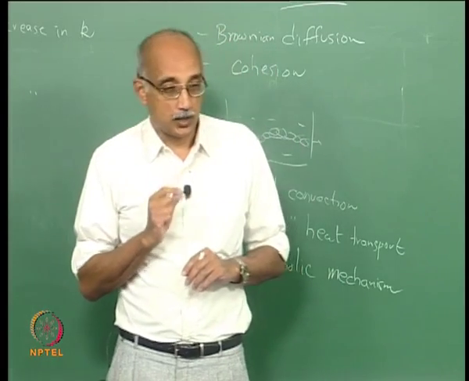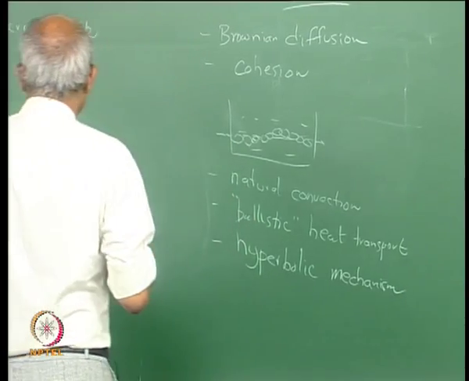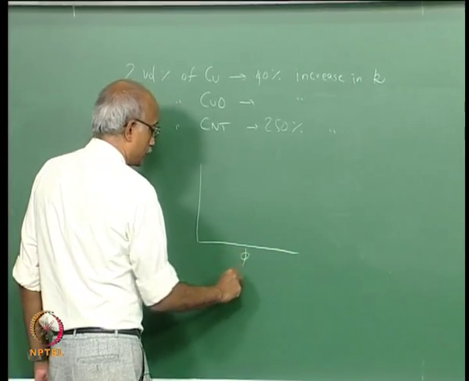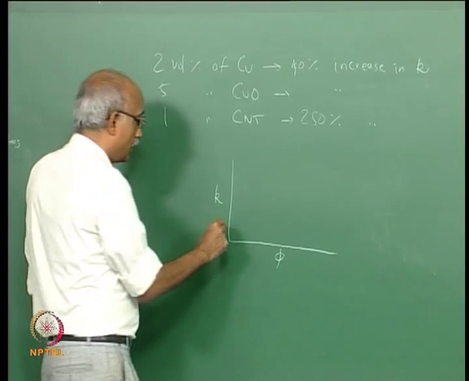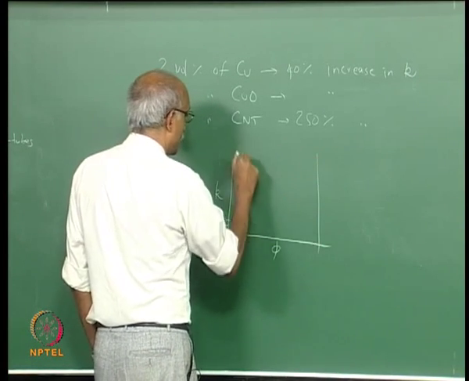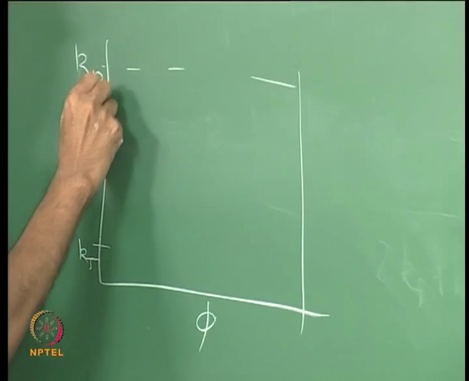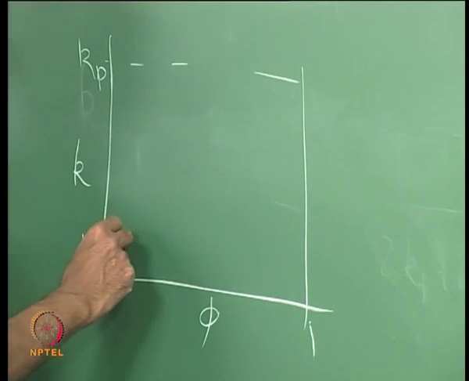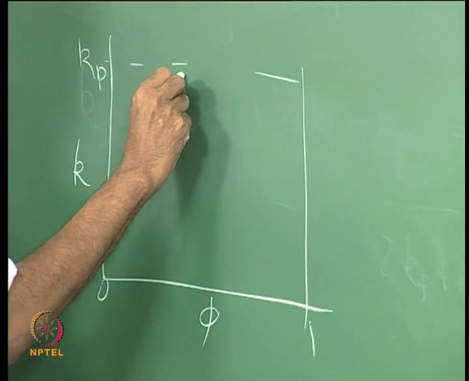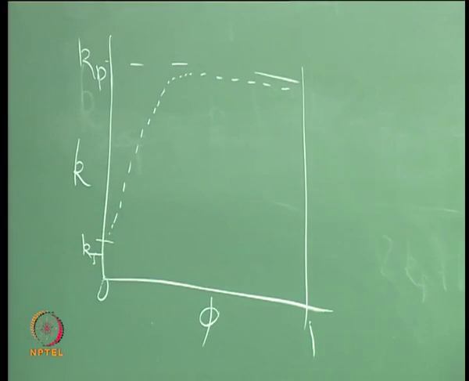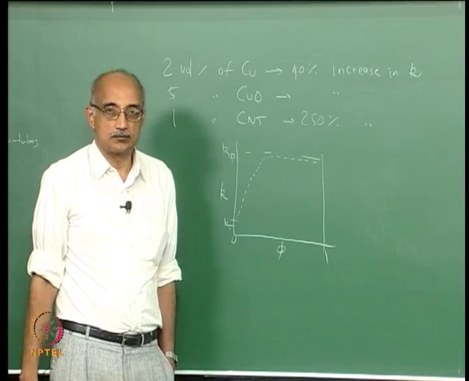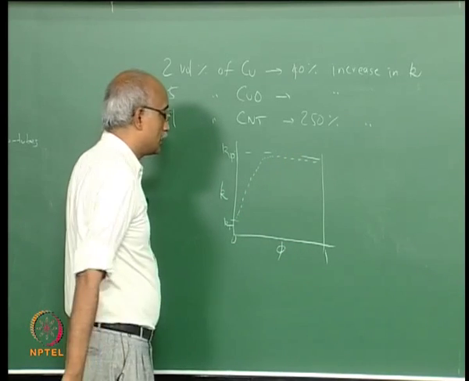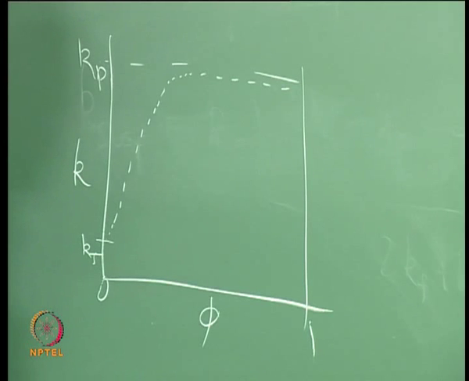Also, when we actually plot volume fraction versus thermal conductivity enhancement for a nanofluid, if you plot volume fraction versus K, and let's say that this is your K fluid value, and this is your K particle value, and you go from 0 to 1, the behavior is essentially like this. It quickly reaches a value that is near the value for the pure particle, and then asymptotes out. It can never really get to the value of the particle itself because, theoretically at least, that's not possible. But the offset between the Kp value and the K suspension value can be reduced significantly by optimizing the nature of the particles.